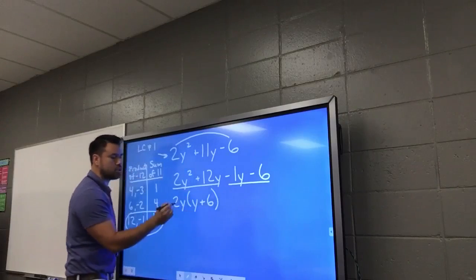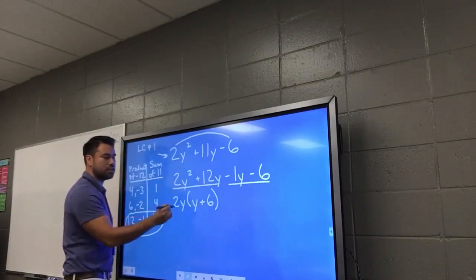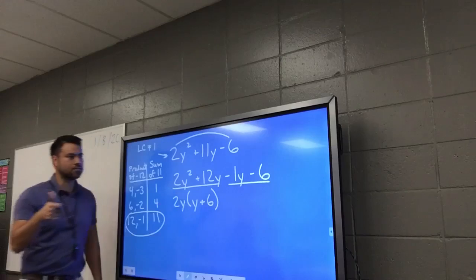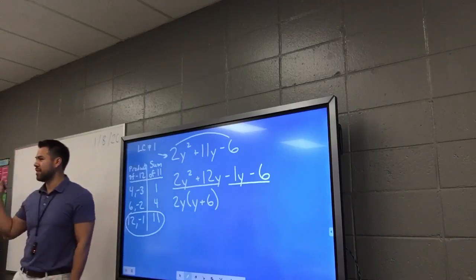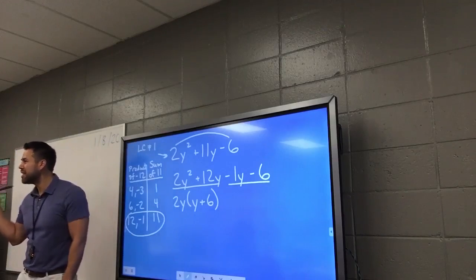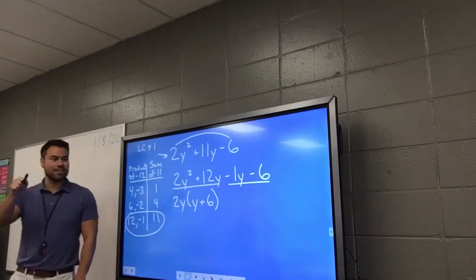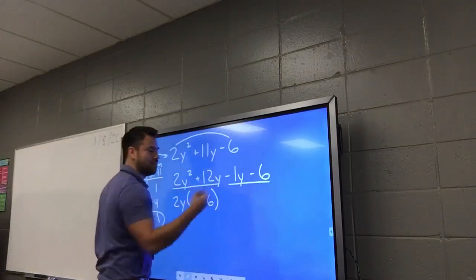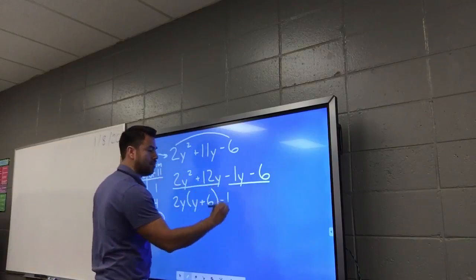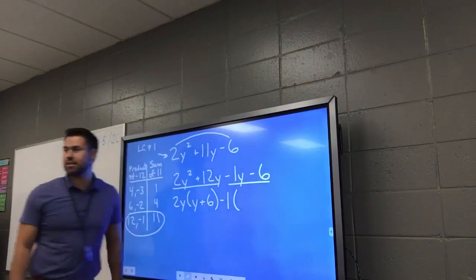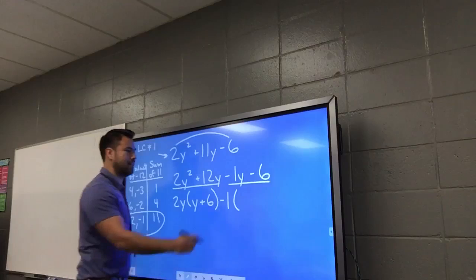I'm going to check it. 2y times y, 2y squared. 2y times 6, 12y. Awesome. That works. Second set. I need help from Nelson. What's the GCF of these 2? -1. And then what's left in parentheses? Dylan.